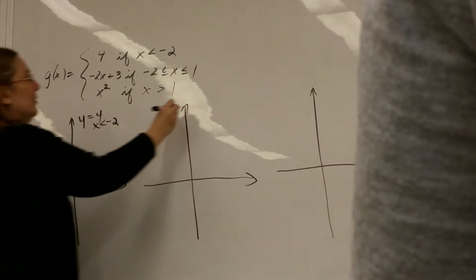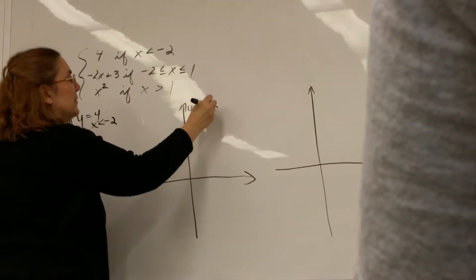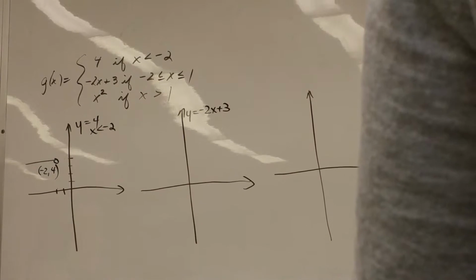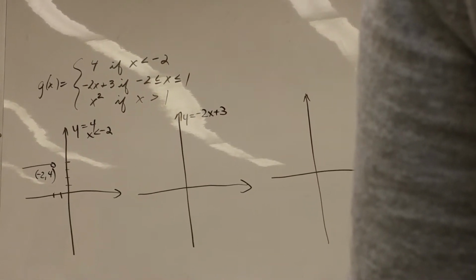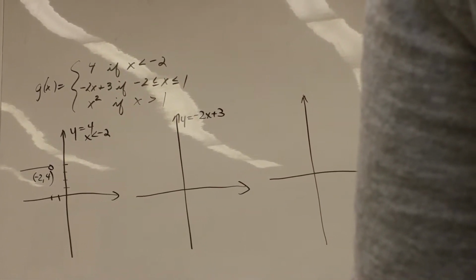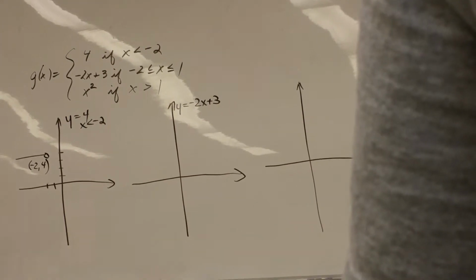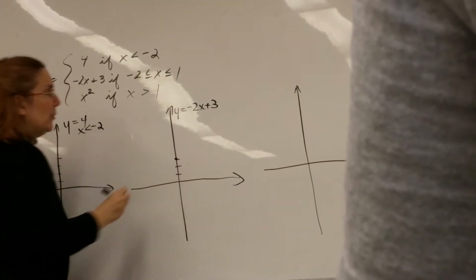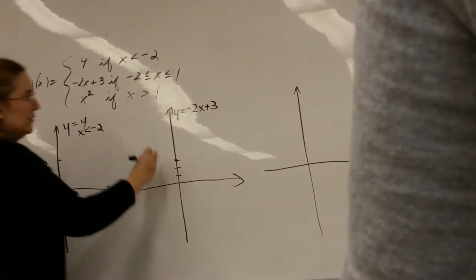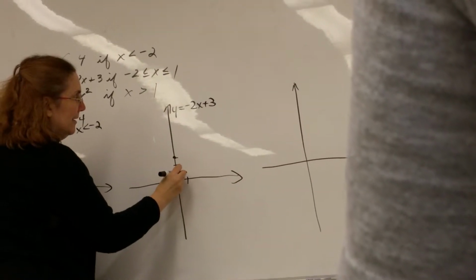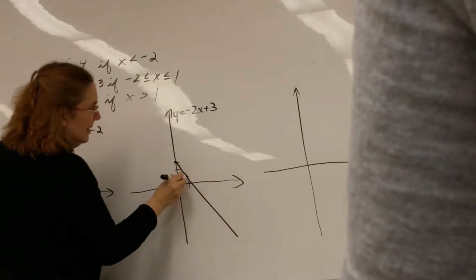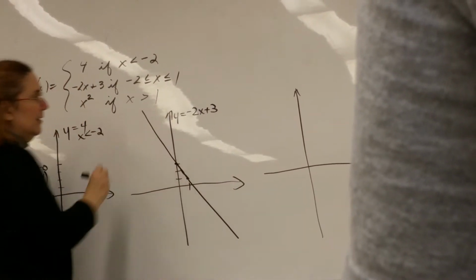Second piece, y equals -2x plus 3. What does that look like? It's a line. What's the y-intercept? 0, 3. What's the slope? -2. So down 2, right 1. Together, it's our line.